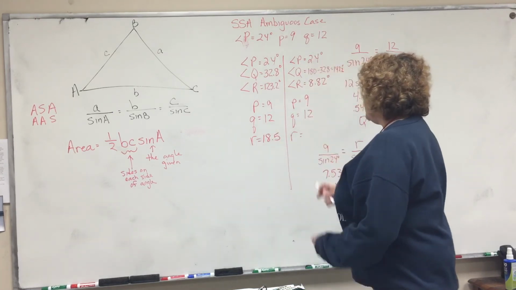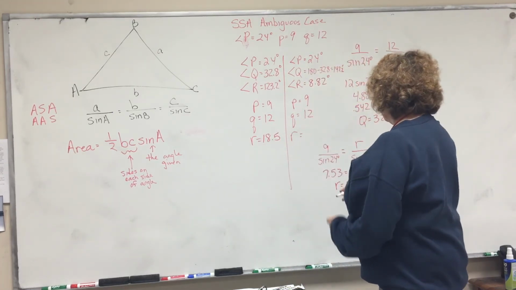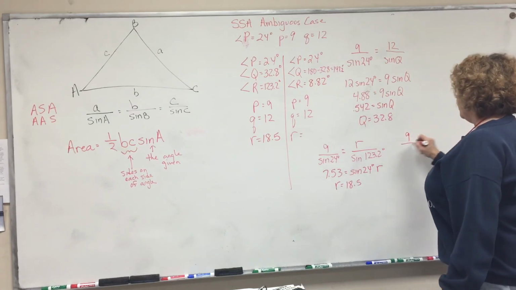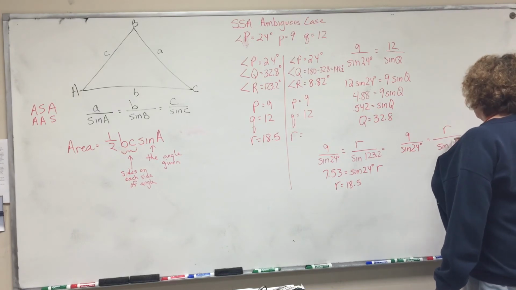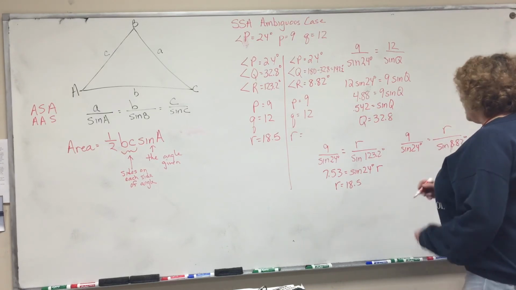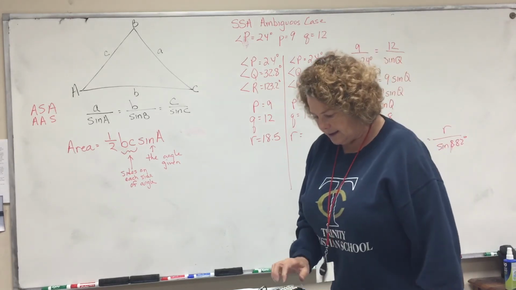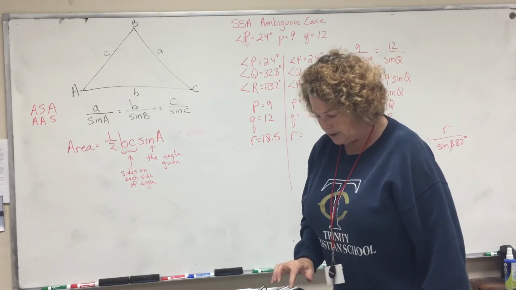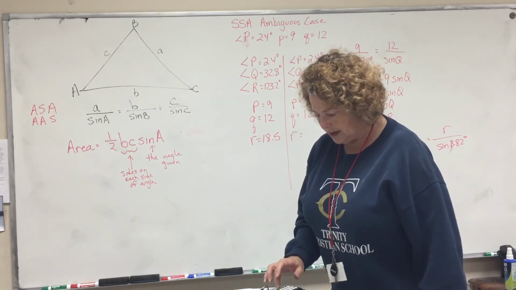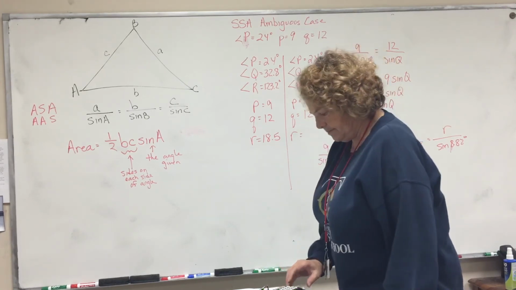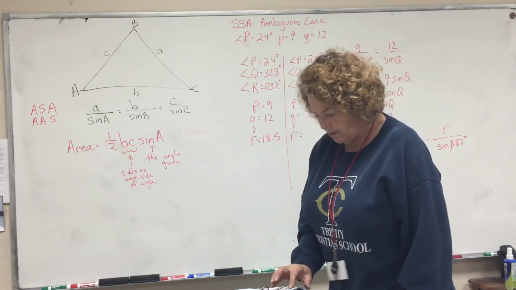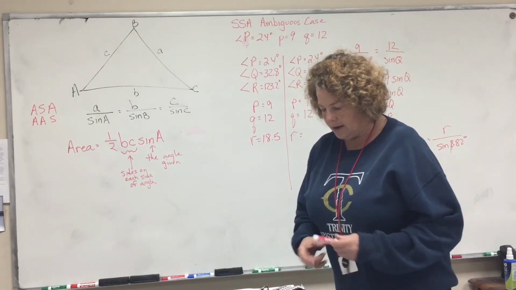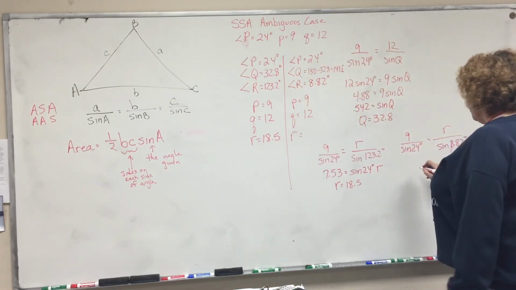And then you just repeat the process to get R on this side. So you would do 9 over the sine of 24 equals R over the sine of 8.82. And cross multiply. Sine 8.82 times 9 divided by the sine of 24. And you get 3.39 or 3.4.